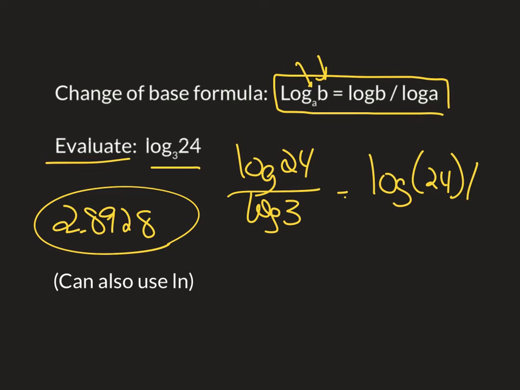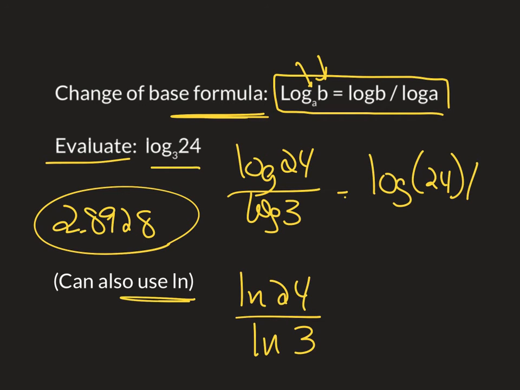Now, the cool thing about this, remember I said you can change this to any base. It's called the change of base formula, which means you can also use ln instead of log. So if you were to punch in natural log 24 over natural log 3, you would get exactly the same answer, which is pretty cool. Change of base, any base you want to, it will work.